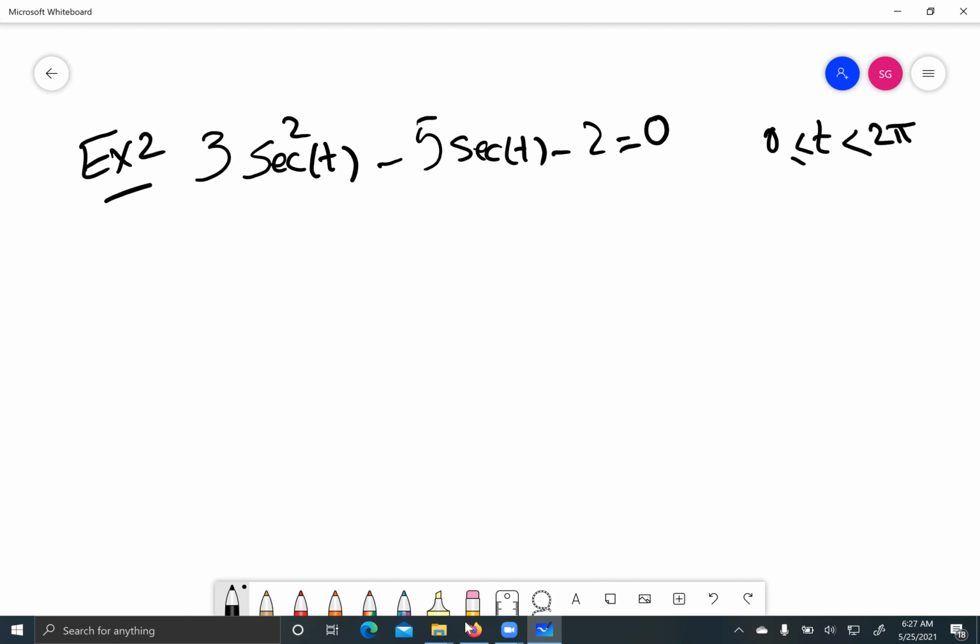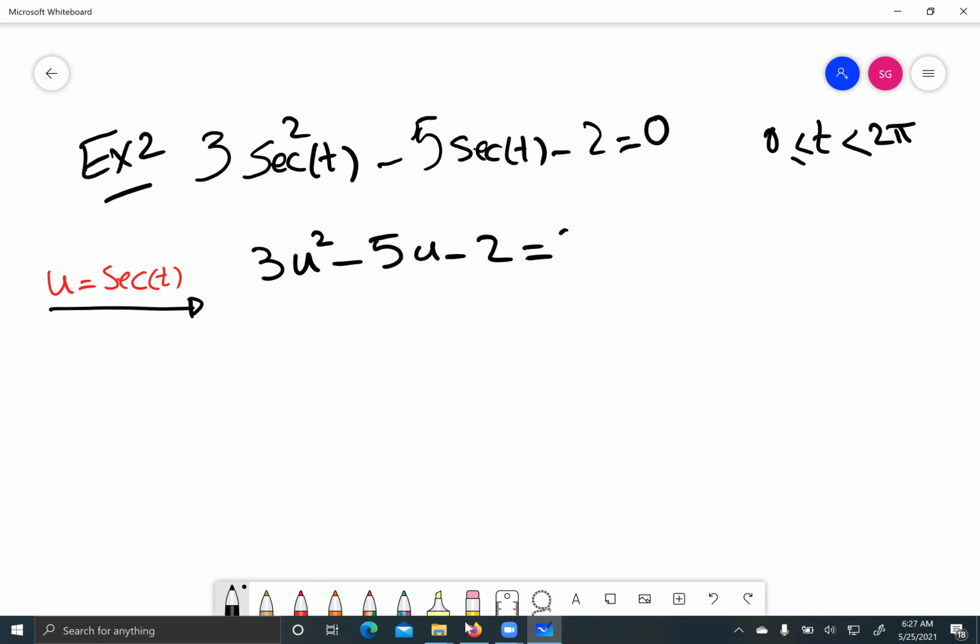Okay. So again, yes, this is an equation that contains trig, but because the trig function is secant, let's name it something, for example, u. Just label it, and then rewrite your equation. So it's going to be 3u squared minus 5u minus 2 equals 0. Then think about algebra. Use algebra to factor this equation.